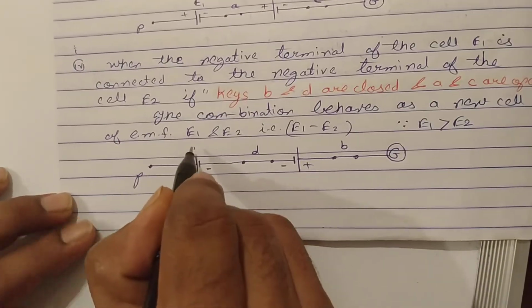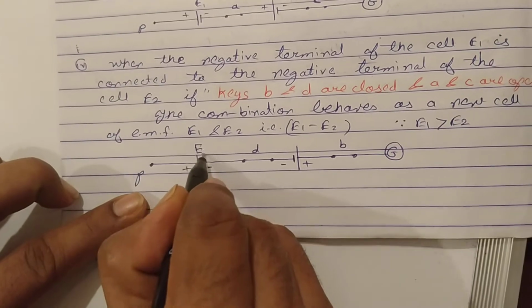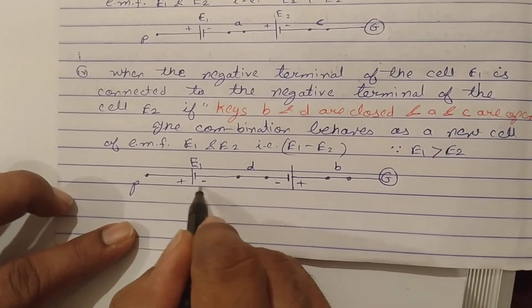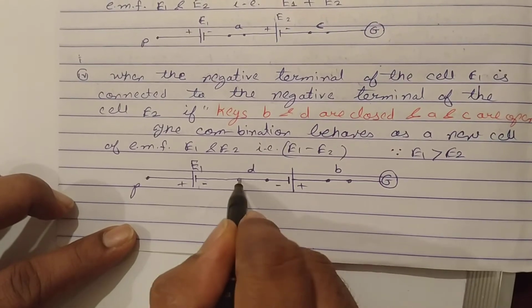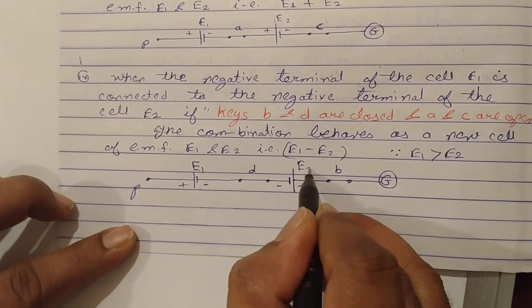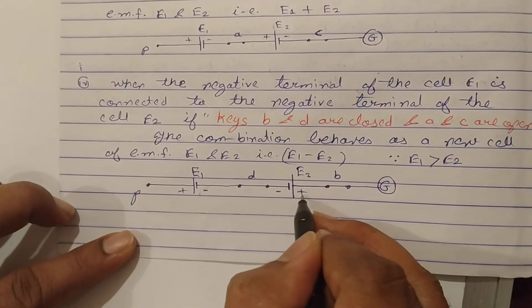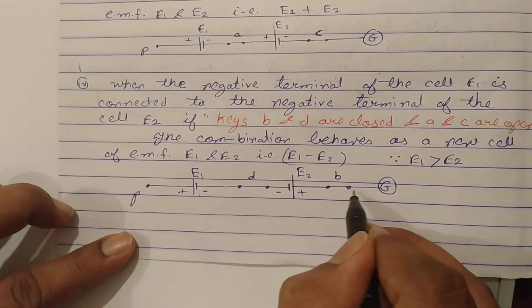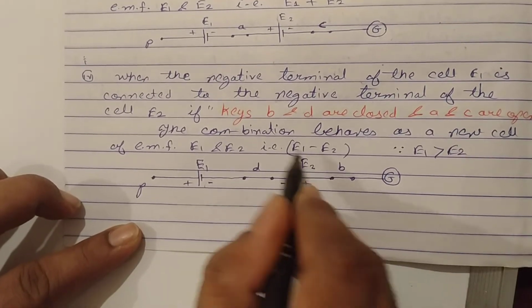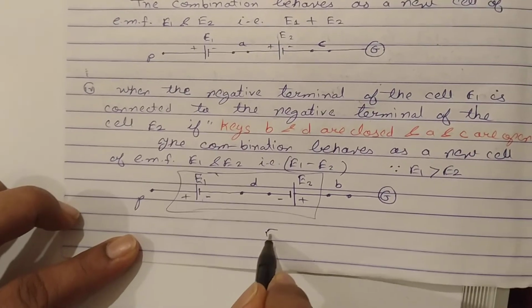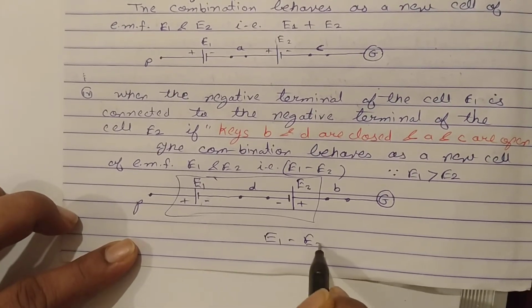This is the EMF of E1 cell. Negative terminal of E1 is connected via path D to the negative terminal of E2, and the positive terminal of E2 is connected to galvanometer G via path B. This particular combination is, students, E1 minus E2.